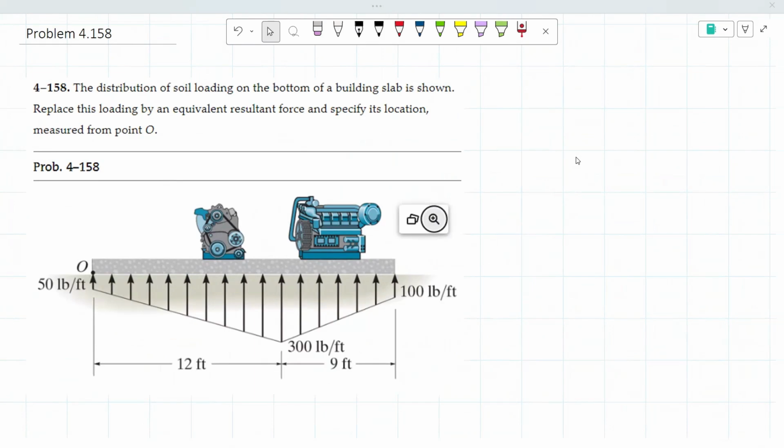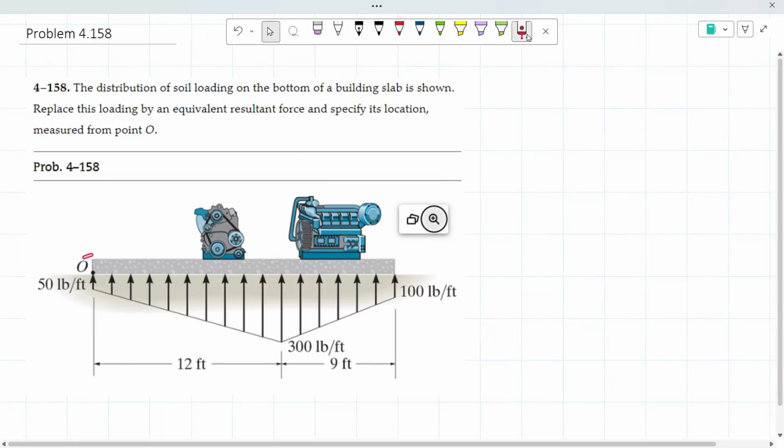Hello everyone, today we're going to be working on problem 4.158, and this problem is saying that the distribution of soil loading on the bottom of a building slab is shown. Replace this loading by an equivalent resultant force and specify its location measured from point O. So we have point O right here.